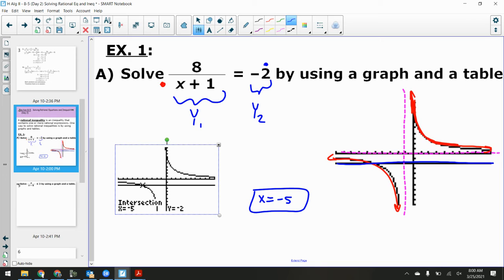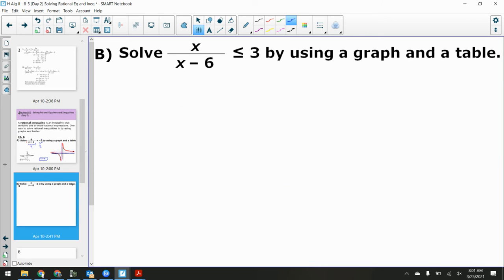Now, that's solving for an equality. What if it's an inequality? What if it is x over x minus 6 less than or equal to 3? Well, it just needs some more interpretation. It's not necessarily more difficult to find, it just needs some more interpretation. So we're going to do the exact same thing. We're going to say this is my y1, and this is going to be my y2.